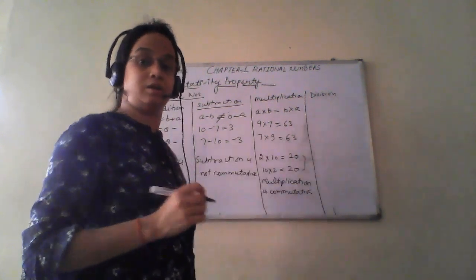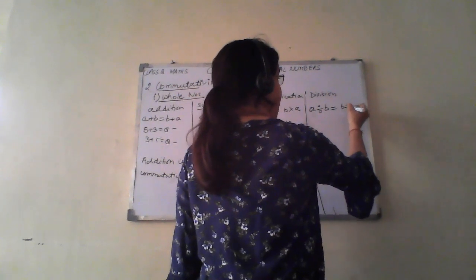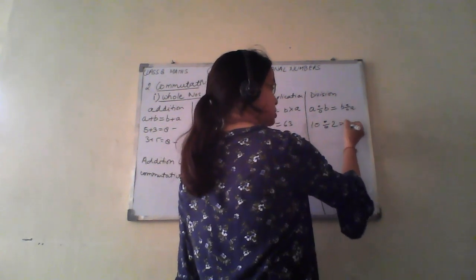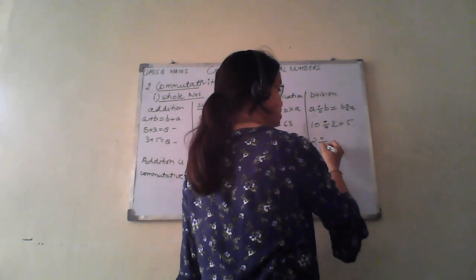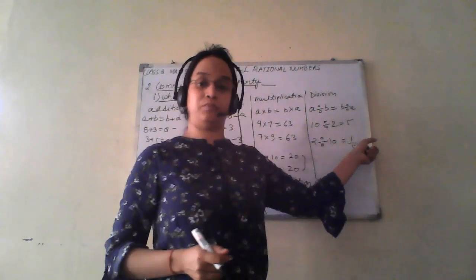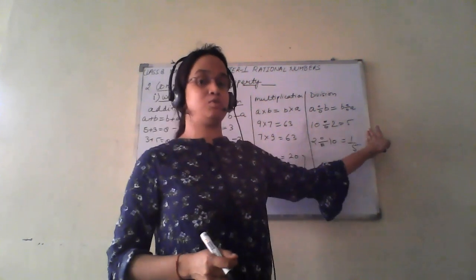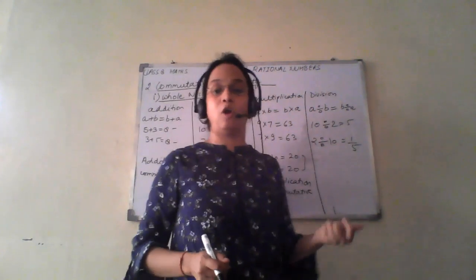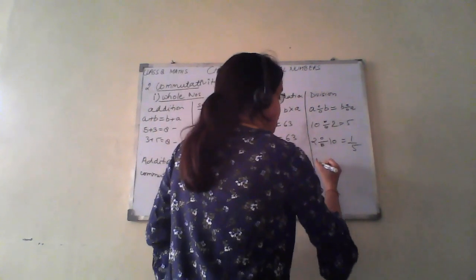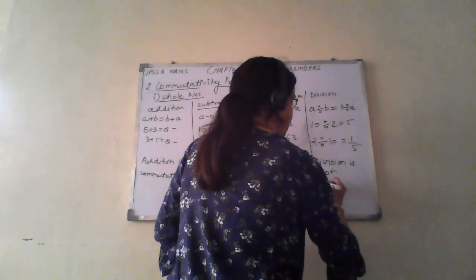Now, division. We again have to check whether a divided by b is equal to b divided by a or not. We'll take one example. 10 divided by 2, the answer is 5. And if we change the sequence, that is 2 divided by 10, the answer will be 1 upon 5. Are these two results the same? No. So if we change the sequence in the case of division, the answer will not be the same. That means division is not commutative. It will impact the result. Division is not commutative.